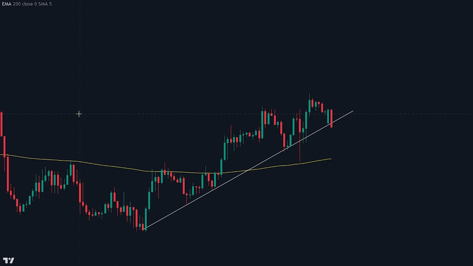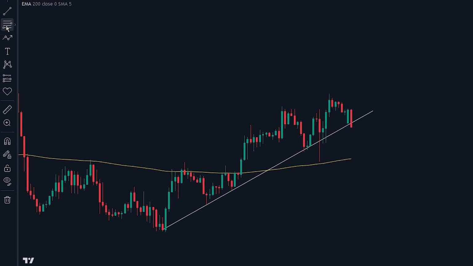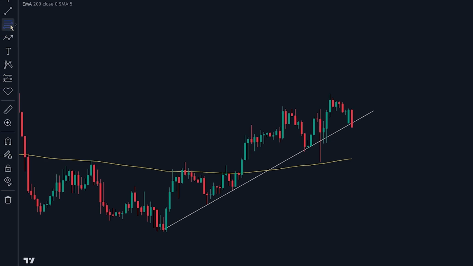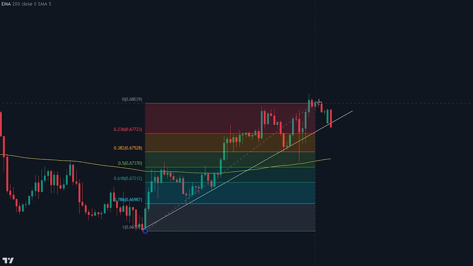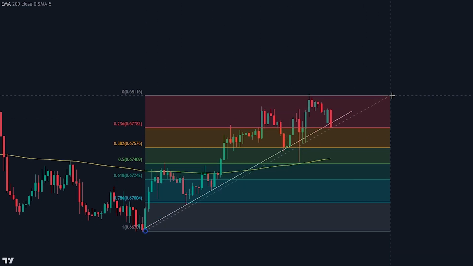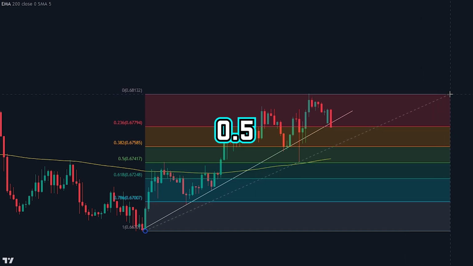Now that we have spotted the swing highs and lows, let's draw the Fibonacci on the chart. To do this, let's select the Fibonacci tool. After that, we will be drawing the Fibonacci from the swing low to the swing high. Now we will need for the price action to pull back into the 0.5 or 0.618, which shows us that the price is near or in the golden zone.